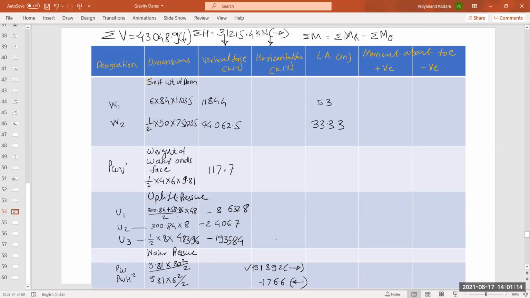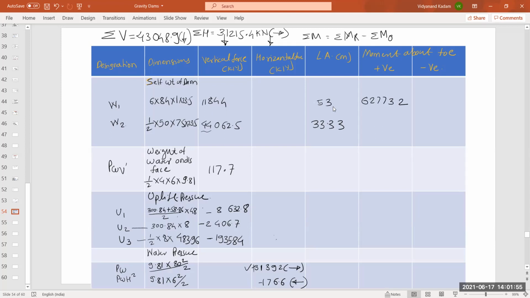Okay, now take moment of these two forces with respect to toe. So it is force into perpendicular distance. 11844 into 53, and answer is 627732. And how does this W1 create moment with respect to toe? So with respect to toe, it creates anti-clockwise moment. So for anti-clockwise moment, we are using positive sign. So hence write positive moment. Write this in positive moment column. 627732.